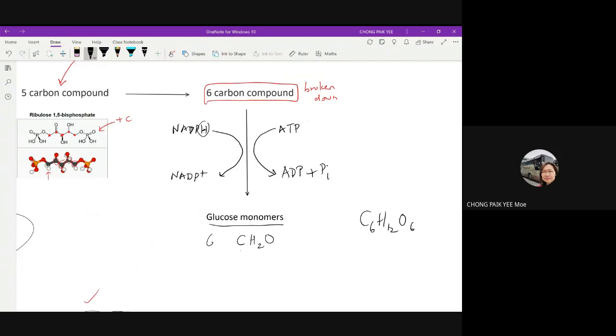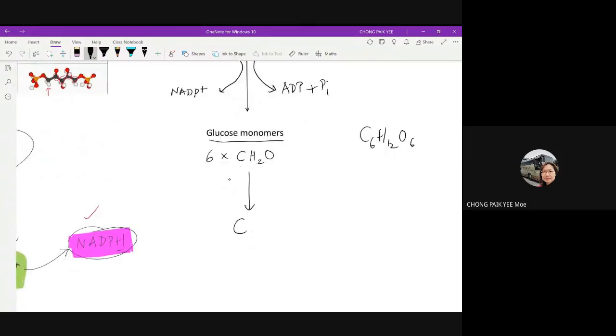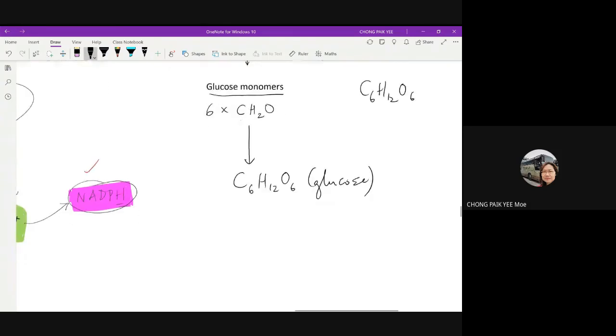You need 6 times of this glucose monomers before you can form C6H12O6. And that is your glucose. And after that, your glucose will be converted into starch to be stored. And also, of course, you need this glucose to be converted into lipid. All right, plants also have oil. And of course, it also needs to make protein. But for protein, you need to have an added element, which is nitrogen.